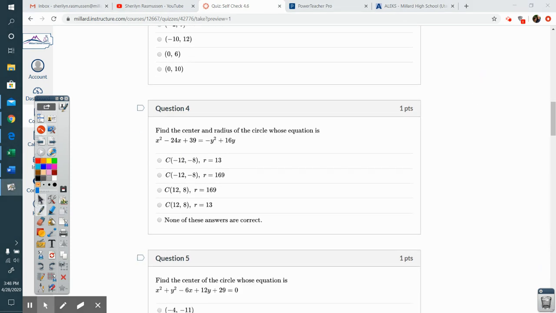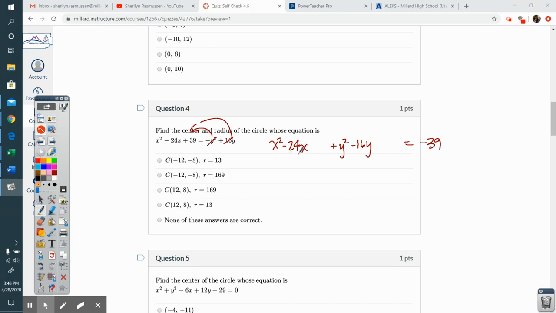Again, we do the exact same thing. X's together, Y's together, all on the same side of the equation, number on the other. So our X's are here: X squared minus 24x. Now I'm going to put the Y's next to it, so add Y squared and subtract 16y, because if it's on the right side, I want it on the left. So I subtract it to get rid of those. I have a positive 39, so it's going to be negative 39 on the other side.